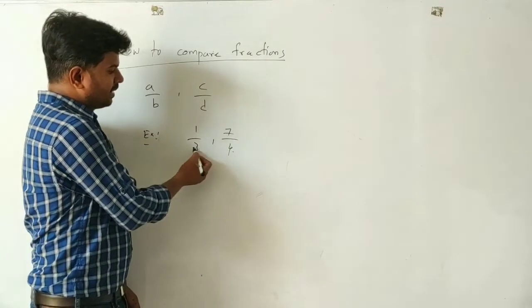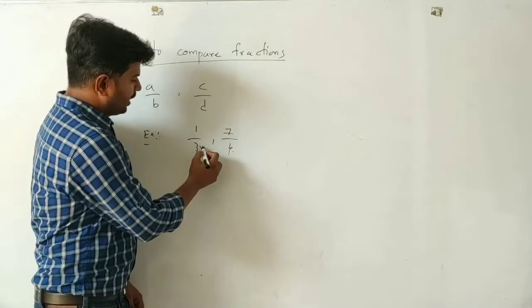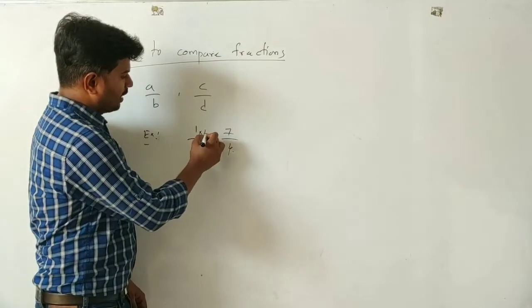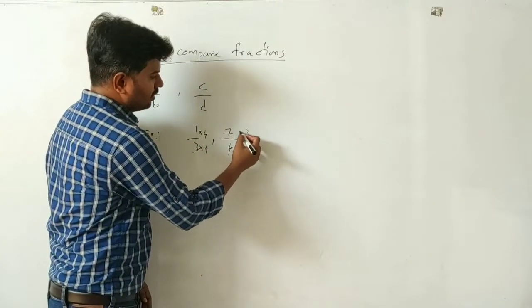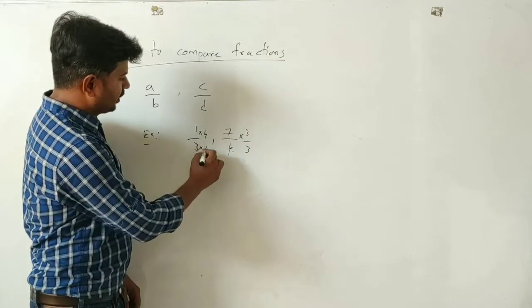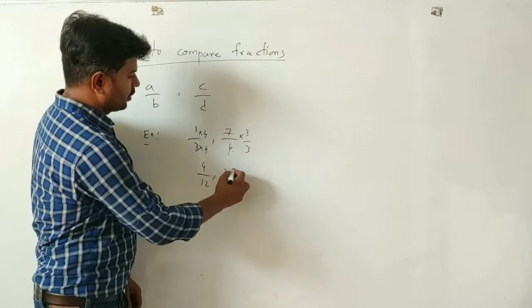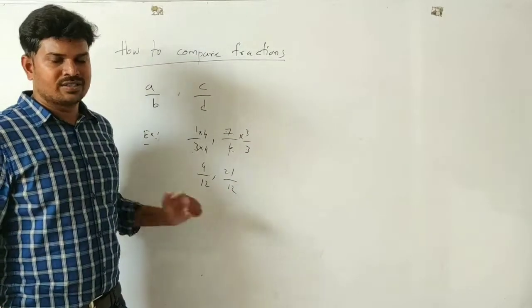So in order to make them both the same, what we have to do is multiply by 4 on this side and divide and multiply by 3 on this side. What happens here? 1 4s are 4, divided by 3 4s are 12. 7 3s are 21, divided by 4 3s are 12.